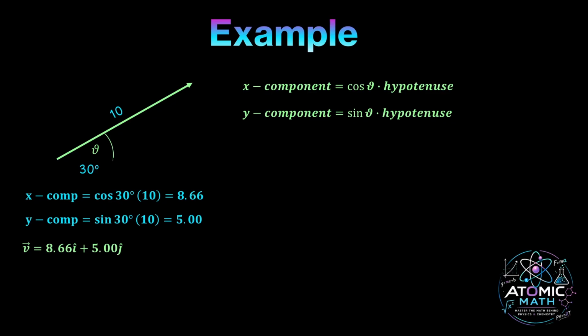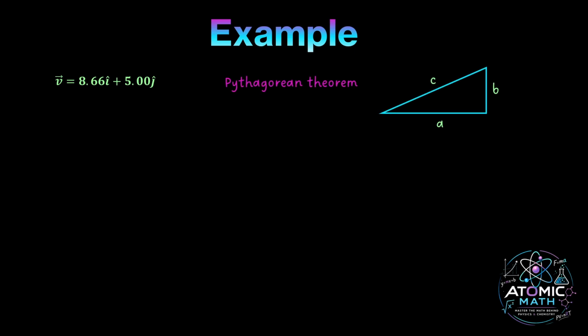Now suppose instead of being given a vector with a magnitude, you were given the vector in its component form, but you wanted to know how long the vector was. Then we're going to use something called Pythagorean theorem, which basically says that for a right-angled triangle, a squared plus b squared equals c squared. And so we can use this to find the length of c, which is the length of our vector. So c is just going to equal the square root of a squared plus b squared.